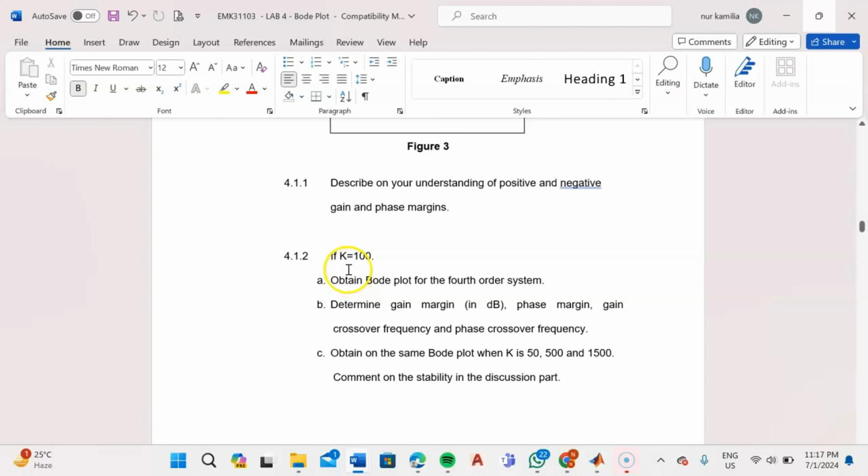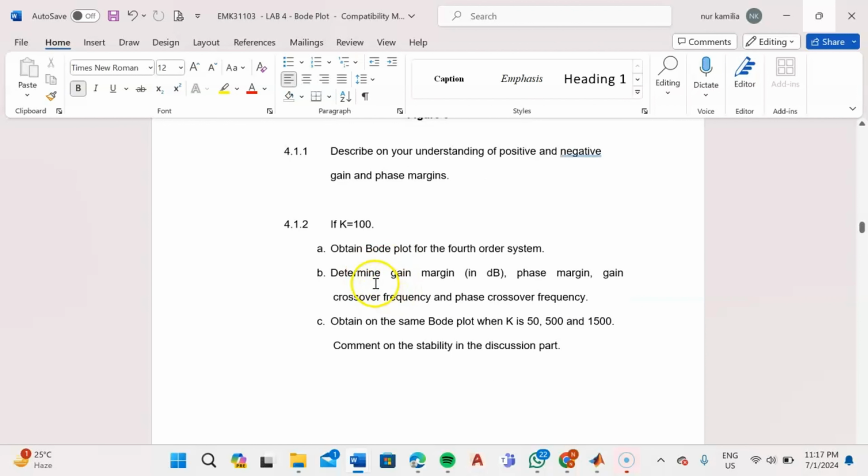So it states here, the question said that K equals 100. So we need to obtain the margin in dB, phase margin, gain crossover frequency, phase crossover frequency, and then obtain the same Bode plot when K equals 50, 500, and 1500. So first, K equals 100.